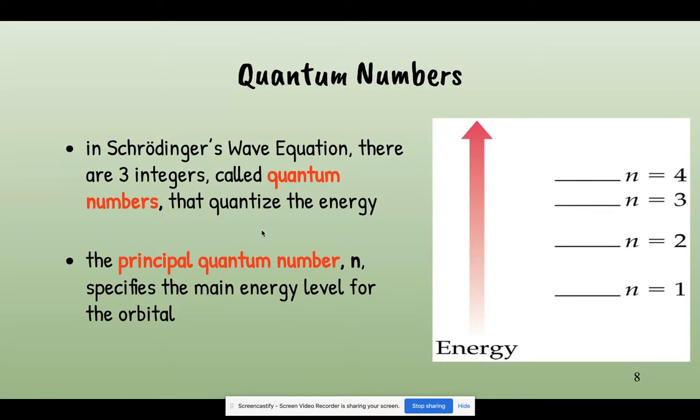In Schrödinger's wave equation, there are essentially 3 integers, and they're called quantum numbers. Essentially, they quantize energy. We're only going to focus on the details of the first quantum number. We're going to explain all the aspects of the other 2, but you're not going to be responsible for memorizing and applying quantum numbers other than what's called the principal quantum number. That value, the symbol n, specifies the main energy level for the orbital. So the first energy level, second energy level, third energy level: n equals 1, n equals 2, n equals 3. In that respect, it looks similar to the Bohr model, but it gets a little bit more complex.